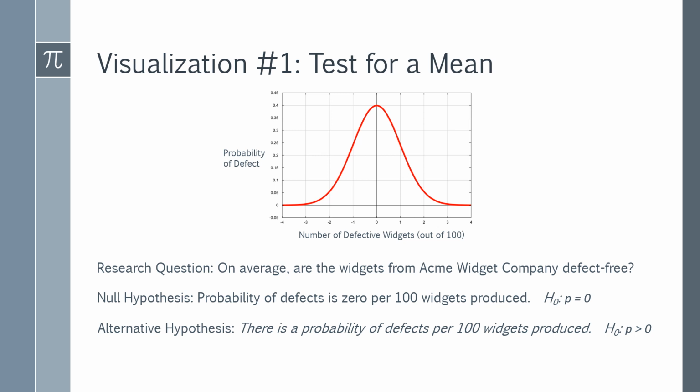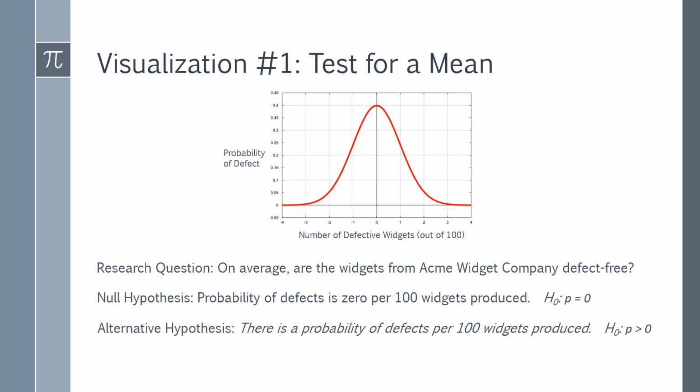When we look at our visualization for the test here, it looks like the probability of 0 defects is 40%. So 40% of the time that we're producing these 100 widgets, we're going to have 0 defects. And that probability starts to drop off when we look at the number of defects. For one defect per 100, we're looking at about 25% probability, down to 0 for 4 defects.